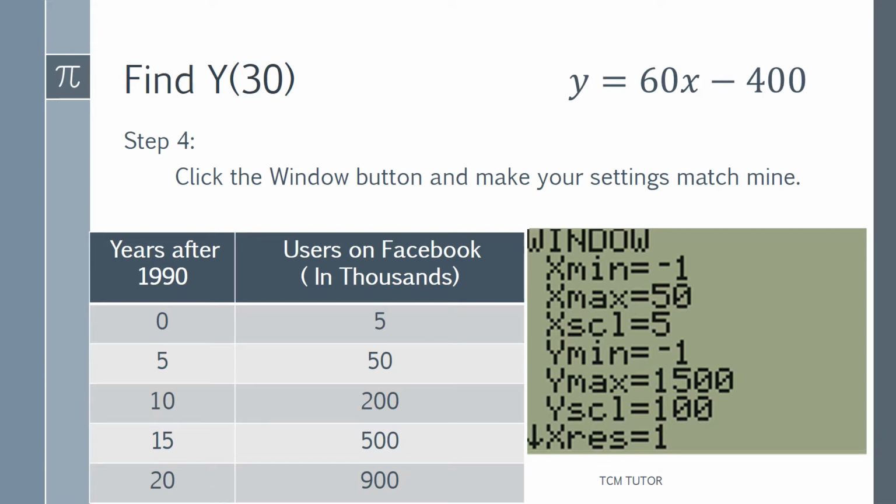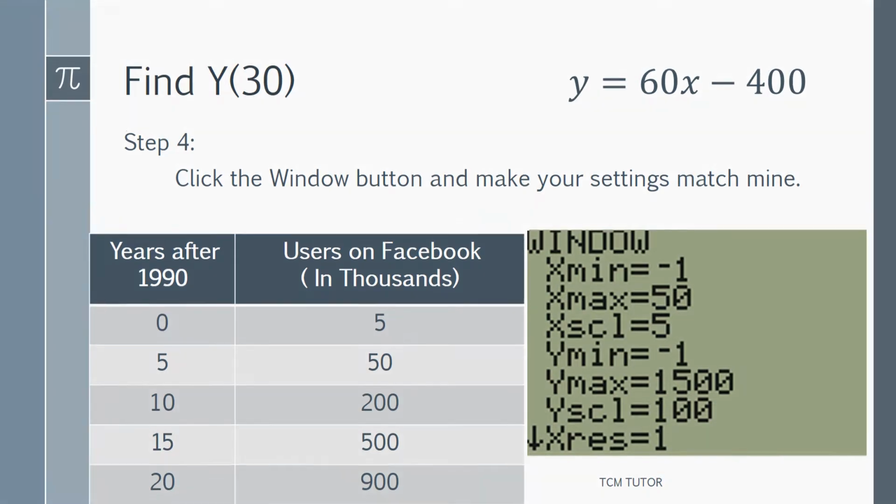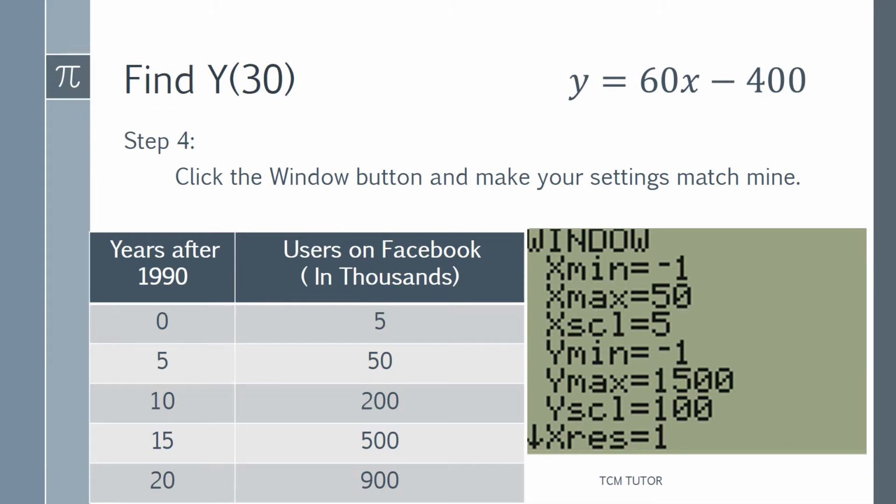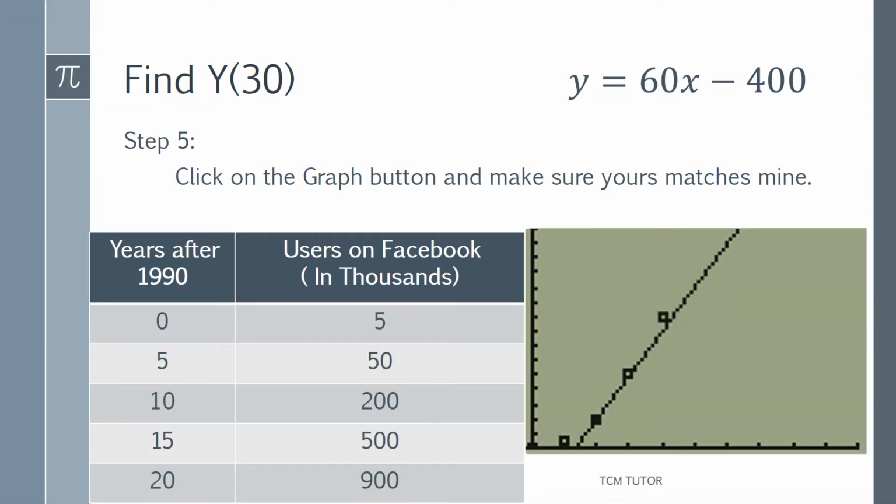Click the window button and make sure your window settings match mine. The X min will be -1, X max 50, X scale 5, Y min -1, Y max 1500, Y scale 100. Click on the graph button and make sure yours matches mine.